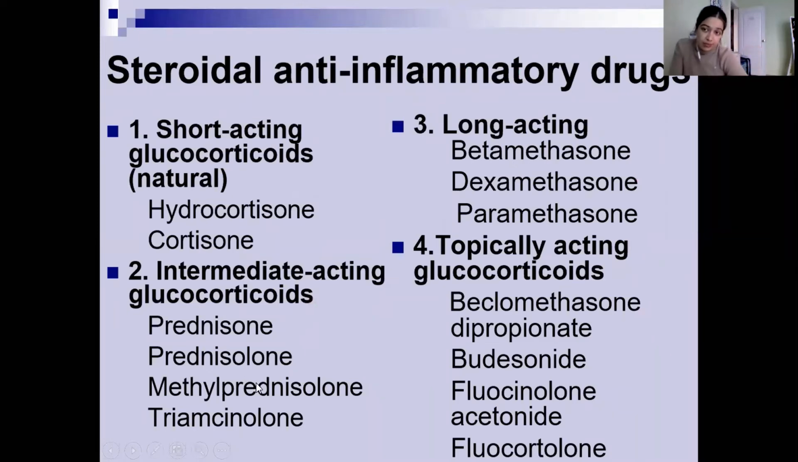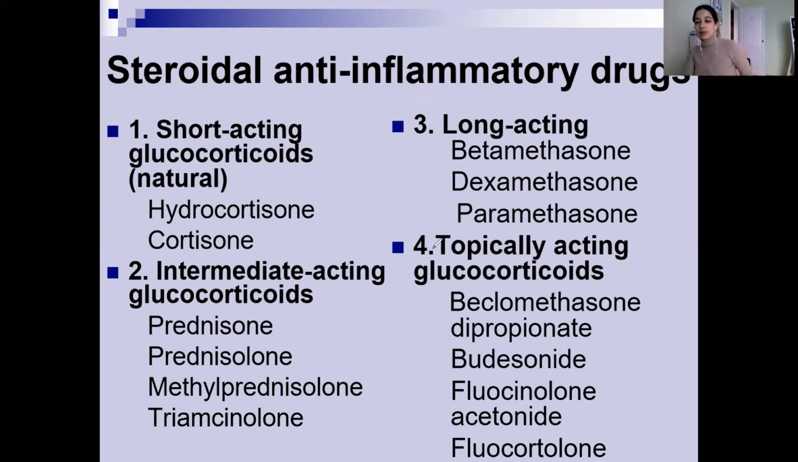Let's see how they are classified. The steroid anti-inflammatory drugs are classified as short-acting: natural glucocorticoids like hydrocortisone, cortisone. You know that these are our natural hormones, produced in the cortical part of the adrenal gland. And we have intermediate-acting glucocorticoids like prednisone, prednisolone, methylprednisolone, triamcinolone.